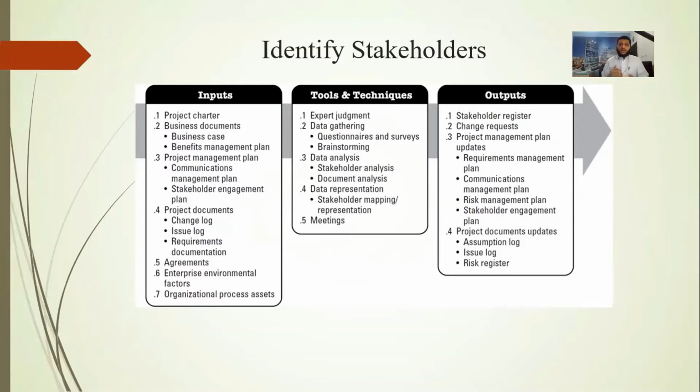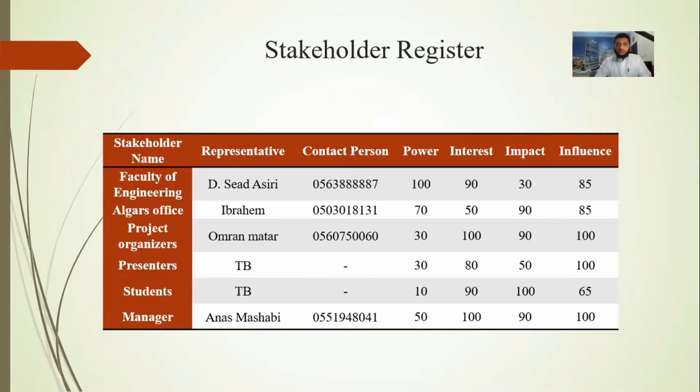In the inputs, we have the project charter, business documents, and the project management plan, which will be explained later. In the project documents, we have the agreements, even OPA. For tools and techniques, we have expert judgment, data gathering, data analysis, data representation, and finally the meetings. In the outcome, of course, we have the stakeholder register, and you can see the outcomes for this step.